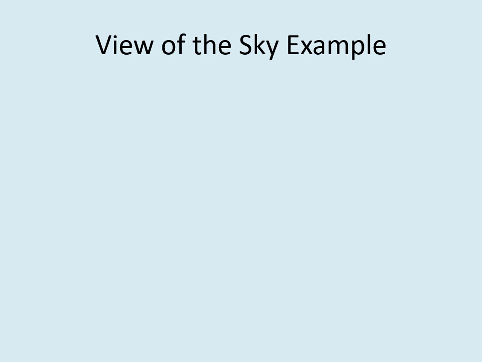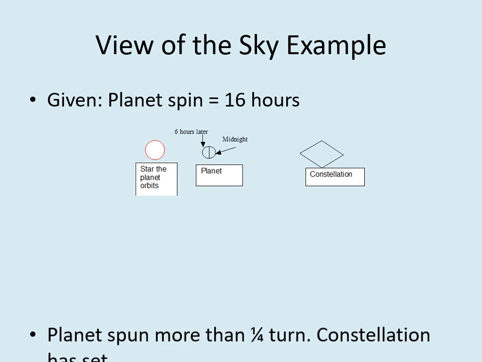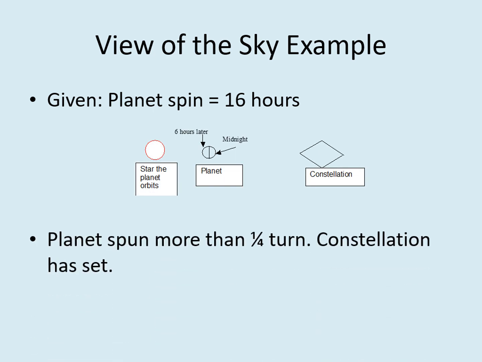In the example we just covered, the planet spun once every 16 hours. So let's see how we answer this question for that planet. With a 16-hour spin, that means that in 8 hours the planet spins halfway around, and it makes a 1/4 turn in just 4 hours. So in 6 hours, the planet has spun more than 1/4 turn, and hence the constellation has set for our observer on the planet. So we would say that the constellation is below their western horizon. In other words, they would have to be able to look through the planet to see the constellation.